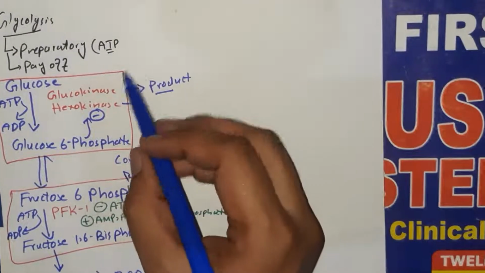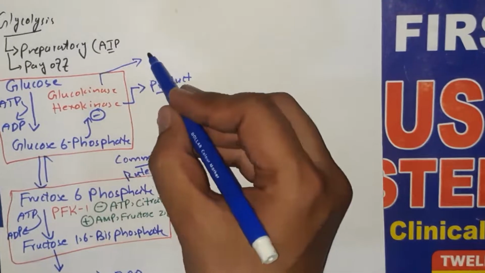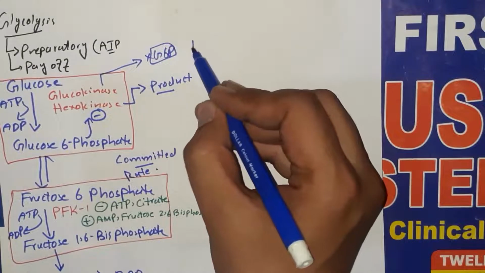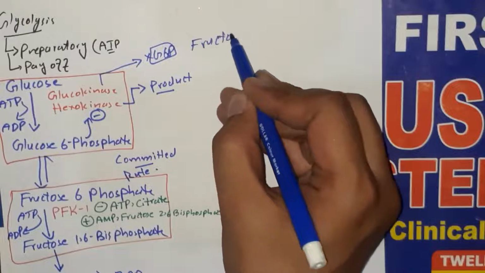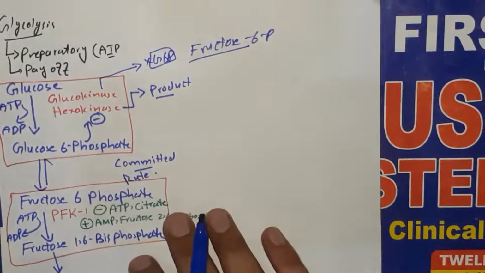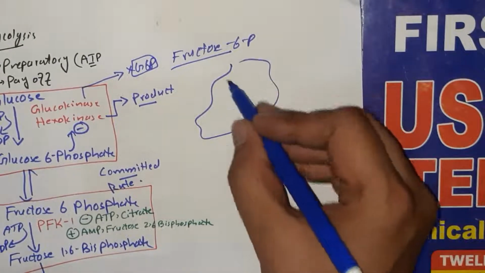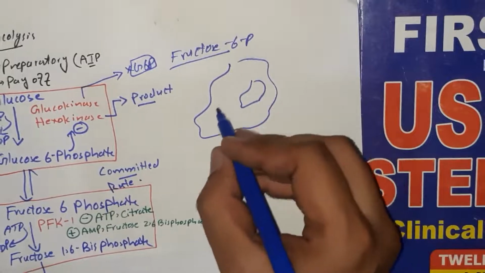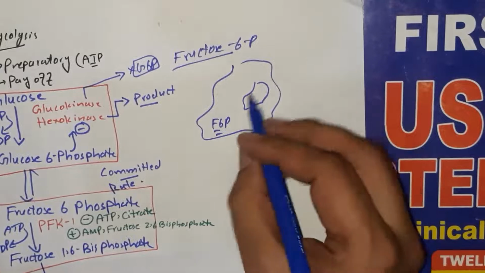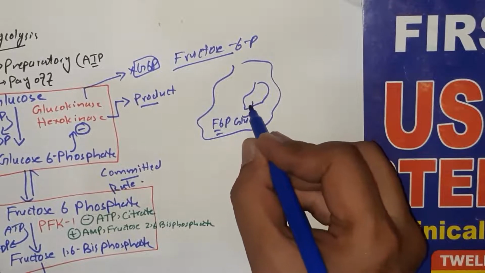The regulation of glucokinase involves a separate mechanism. Glucokinase is not inhibited by glucose 6-phosphate. Instead, it is inhibited by fructose 6-phosphate. What happens when the concentration of fructose 6-phosphate in a cell increases? Suppose this is a cell, this is the nucleus, and this is the cytosol. When the fructose 6-phosphate concentration in the cytosol increases, it causes the movement of glucokinase from the cytosol into the nucleus of the cell.